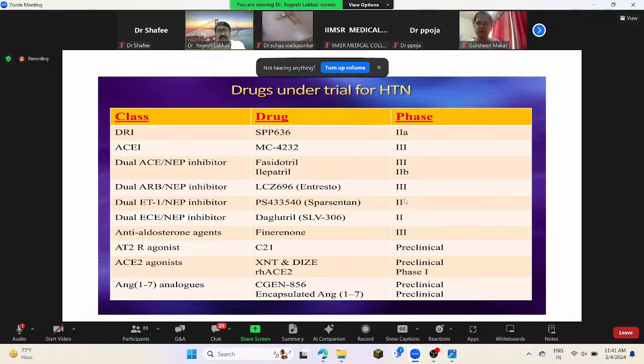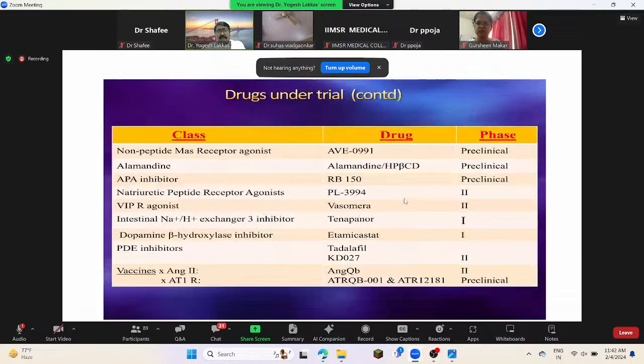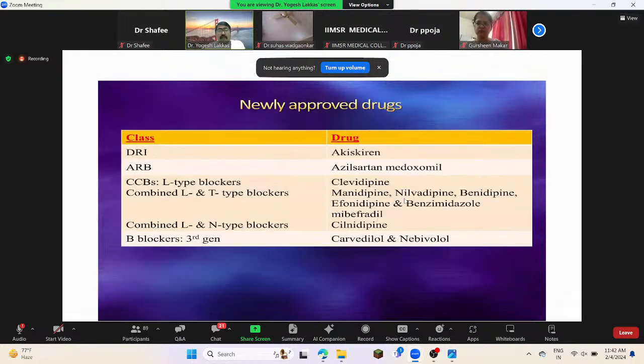Mainly the aspects will be neprilysin inhibitor, then endothelin receptor inhibition, then AT2 receptor agonist, and a newer alternate RAS pathway. That will be the important thing. Newly approved drugs that are coming into practice: this table shows aliskiren, azilsartan, then clevidipine in acute hypertension. Then cilnidipine is already available. Carvedilol and nebivolol are being used in heart failure patients and hypertension patients.